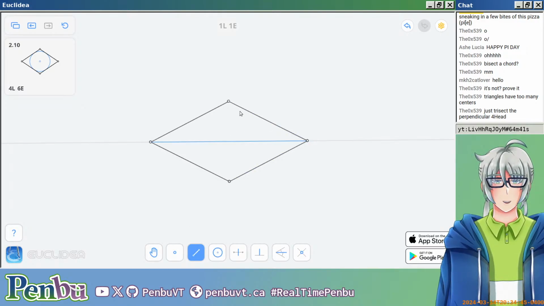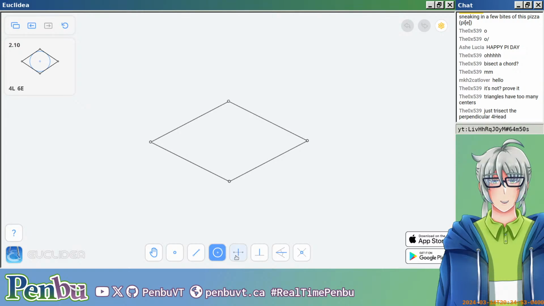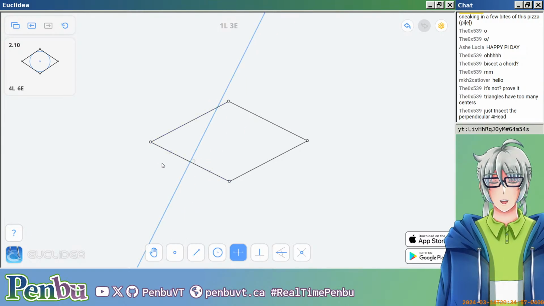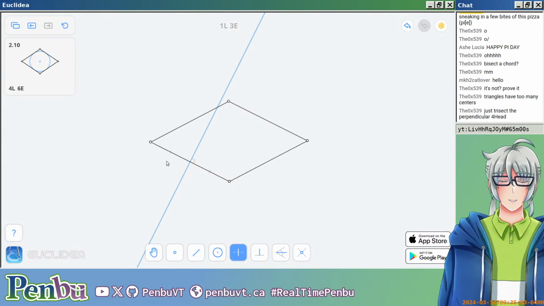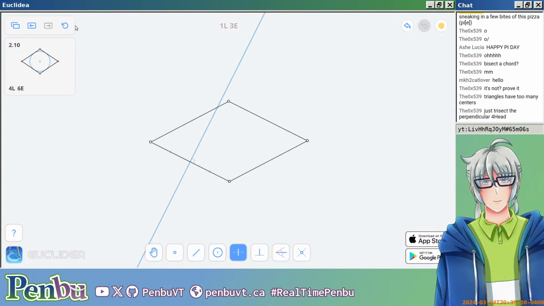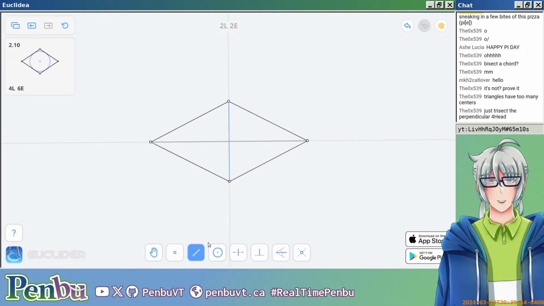So we know the center is here. Oh, but maybe like last time, we can actually get the perpendicular. Oh, that doesn't actually work in rhombuses. Okay. It works in squares and in rectangles because they're 90 degrees, but they don't work in rhombuses because they're not. Okay. So we can get the center of the rhombus by doing this.